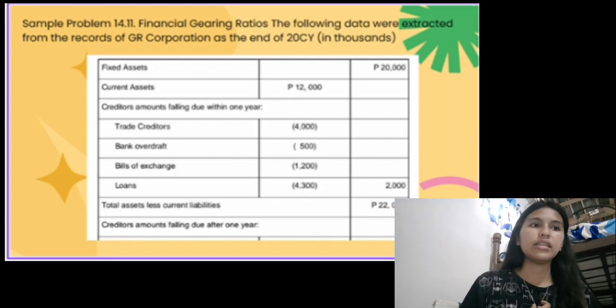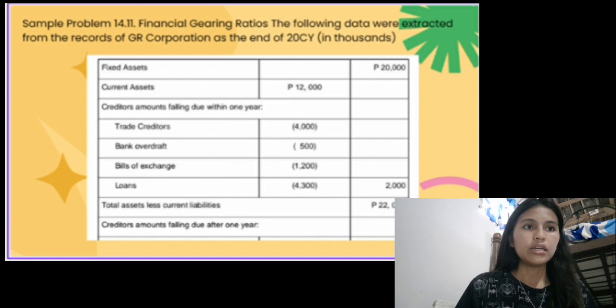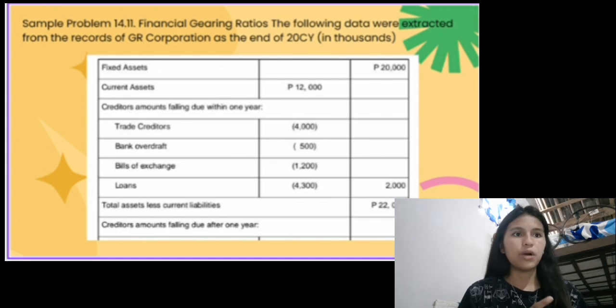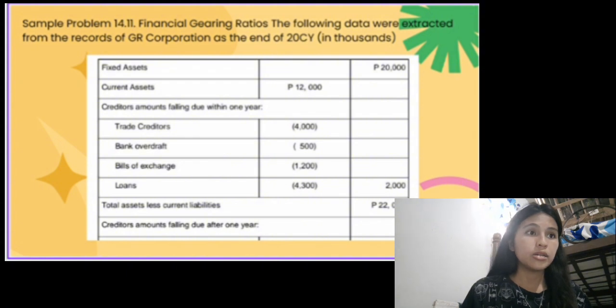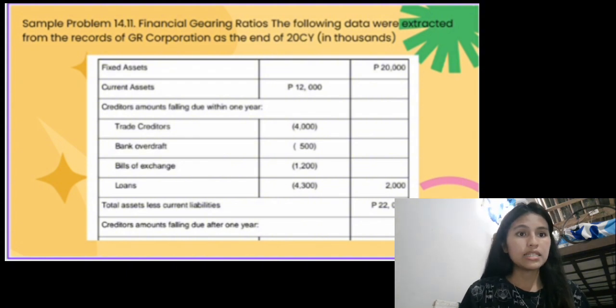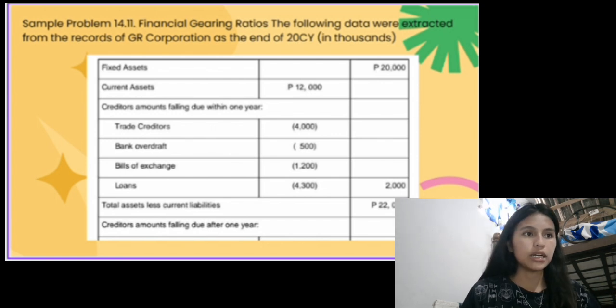Then, current assets na 12,000. Trade creditors na 4,000. Bank overdraft na 500. Bills of exchange na 1,2. Loans na 4,3. Then 2,000. Total assets less current liabilities is pinag-plus lang yung 20 at saka yung 2,000 is 22,000.